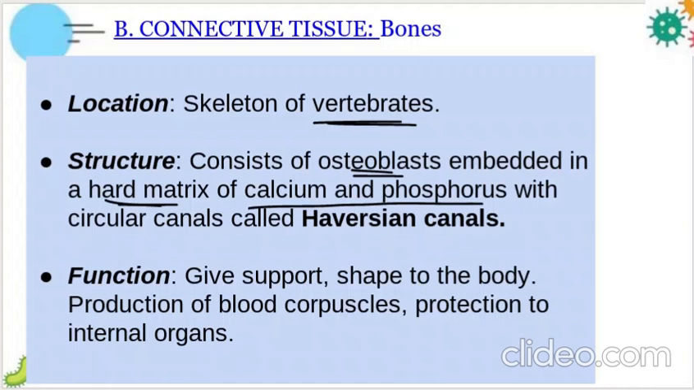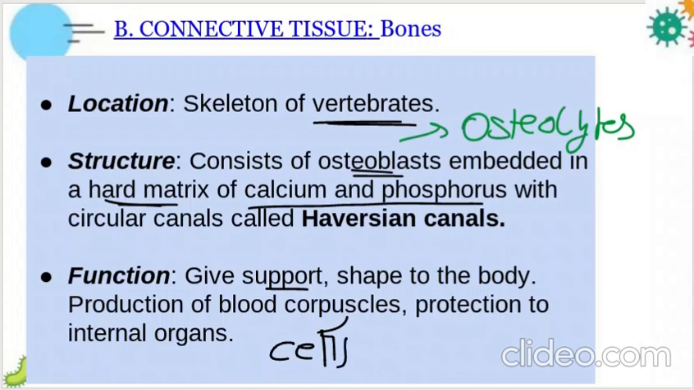So basically the bone cells consist of osteocytes. Osteocytes are present in the hard matrix made up of calcium and phosphorus. Now, there are many circular canals present in the bones, specifically known as the Haversian canals. Now, what is the function of bone? They give support to the body and proper posture. They even produce blood corpuscles. Corpuscles means the blood cells, WBC, RBC, and bones even give protection to internal organs.